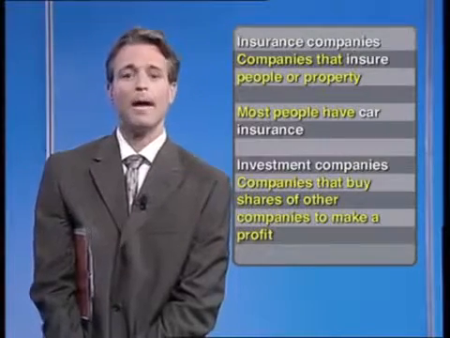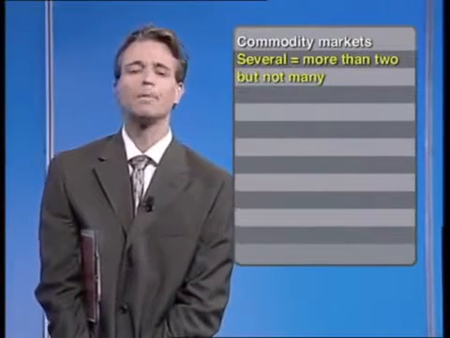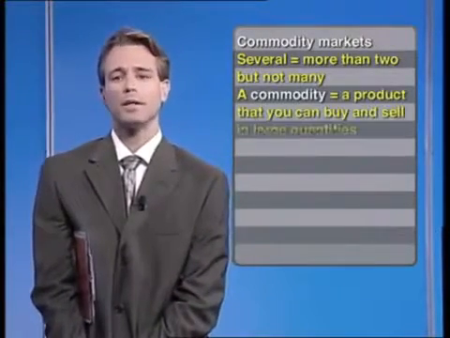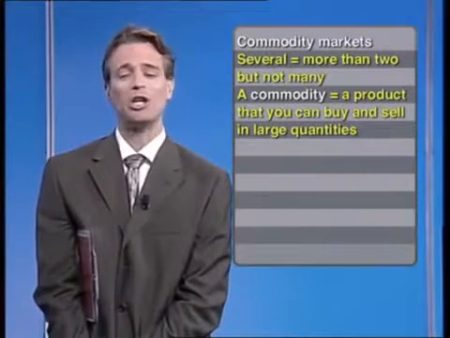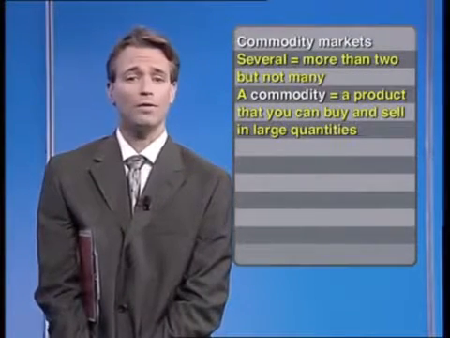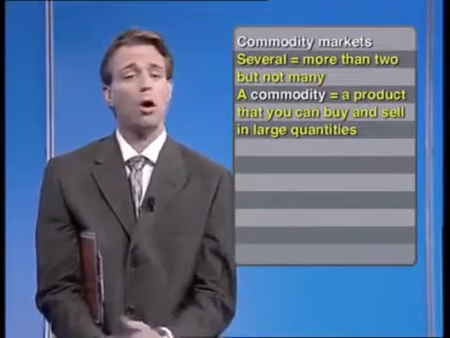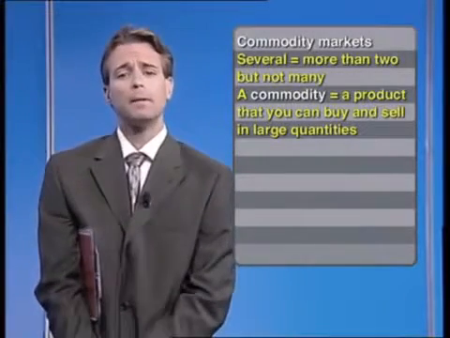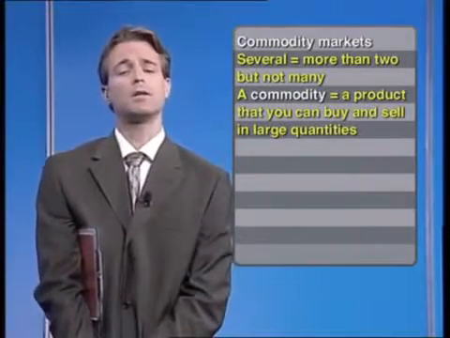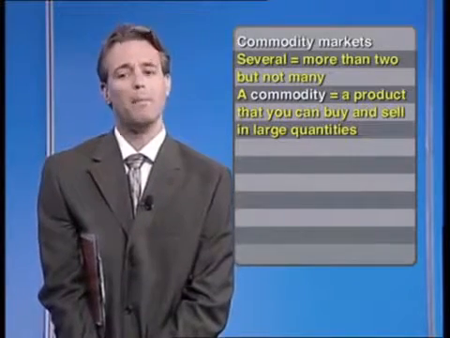Going back to the city, there are investment companies, companies that buy shares of other companies to make a profit. And there are several commodity markets. Several is more than two, but not many. A commodity is a product that you can buy and sell in large quantities. Coffee, oil, gold are all commodities. The place where you buy and sell commodities is called a commodity market.